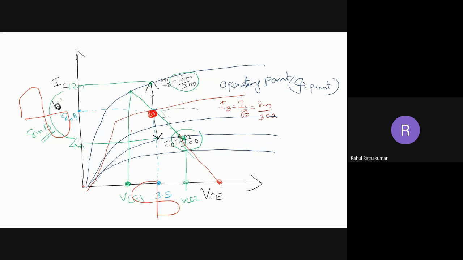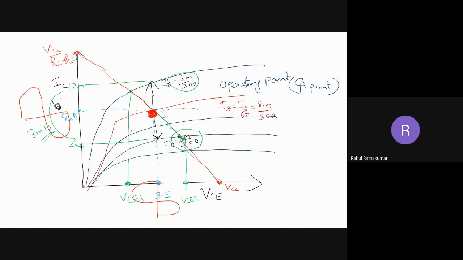So this point is VCC. This is 5 volt here. Again, extend this, I get the maximum IC. That is VCC divided by RC plus RE. That's the maximum possible current in that circuit. So this is my load line. So here we can see the Q point should be ideally in the middle so that I have maximum swing.